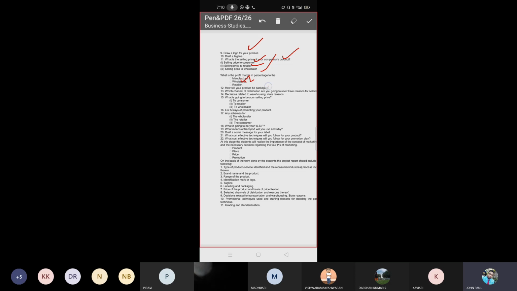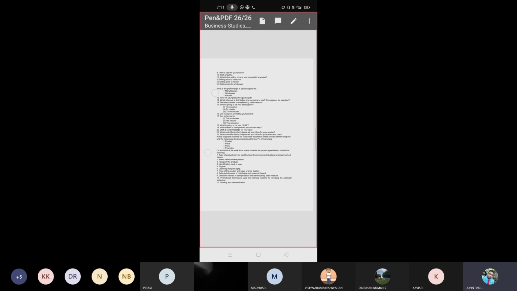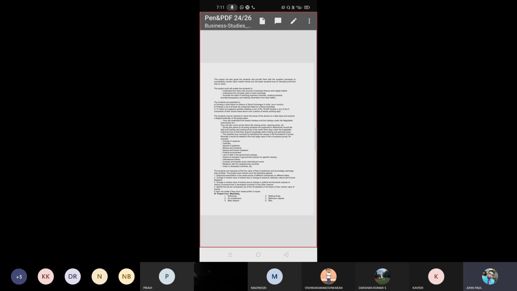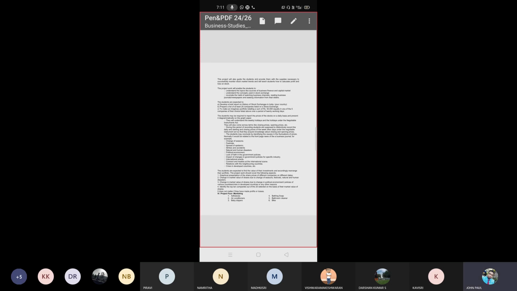How will your product be packaged? What are the channels of distribution? What is going to be selling at your price? List 5 ways of promoting your product. These are all the things we need to create, and this project is quite interesting. So these are the 4 projects. Among these 4, we need to select one and complete it.